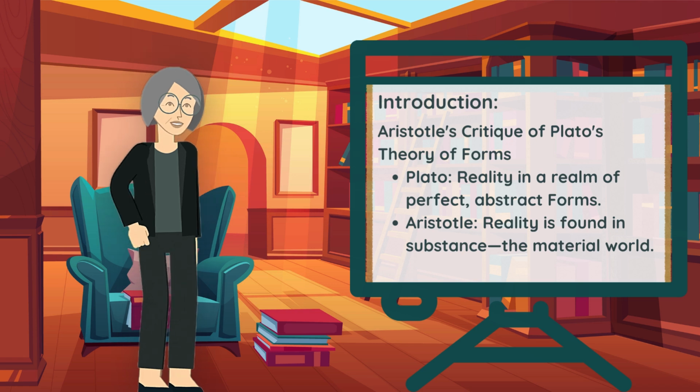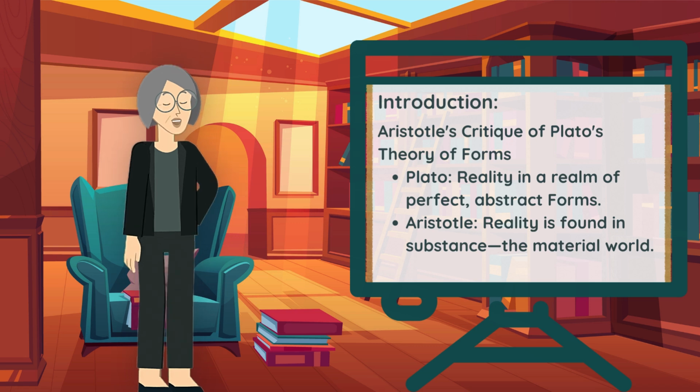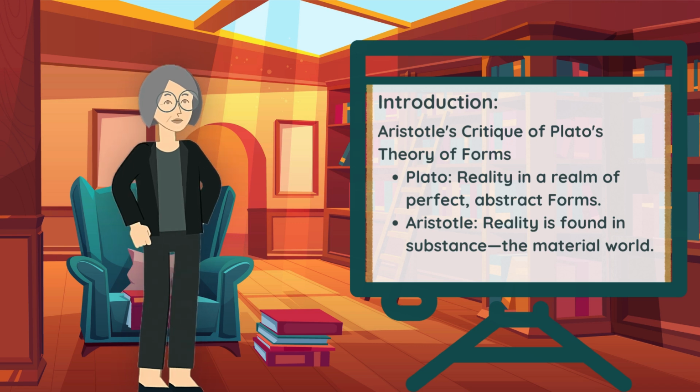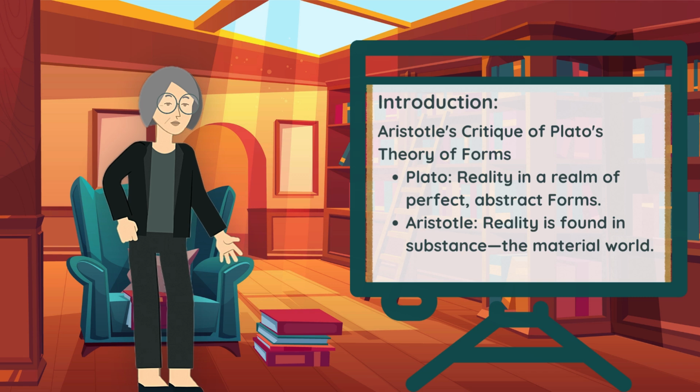But Aristotle had a different view. He was one of Plato's most brilliant students, but he didn't agree with this idea of separate, abstract forms. Aristotle was much more grounded in the material world, and he believed that reality isn't something abstract and separate from us. It's right here, in the physical world we interact with every day.